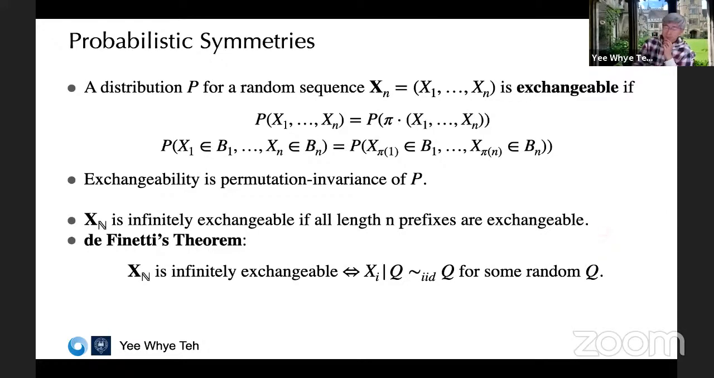And if you're familiar with Bayesian nonparametrics, there's this theorem called de Finetti's theorem, which says that, so I actually have to define what is infinitely exchangeable. If we have a sequence of random variables that's infinite in length, then this sequence is infinitely exchangeable if all length n prefixes are exchangeable. Okay, and de Finetti's theorem says that if we have an infinitely exchangeable sequence, then that corresponds to this conditionally IID structure, where we have some random distribution Q conditioned on which the Xi's are actually IID. Okay. So this is an unconditional version of that Kolmogorov extension theorem that I've described.